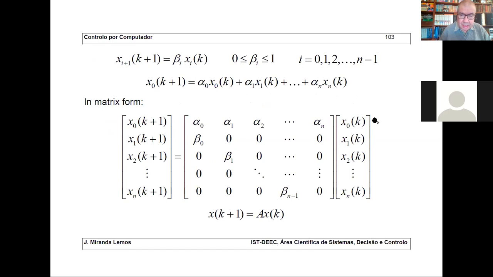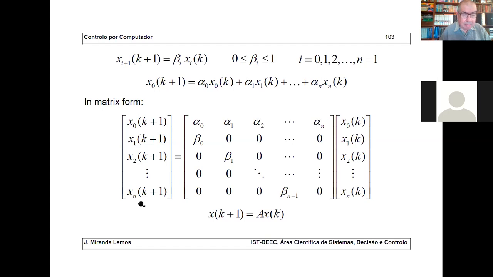So you have the vector X, which is made of x0, the number of individuals with 0 years of life at time k, x1, the number of individuals with 1 year. You write those equations, and if you group together everything in a matricial form, you can compute the vector x at time k plus one.